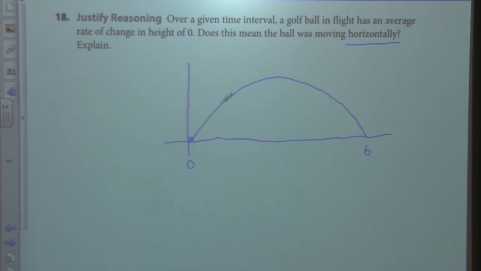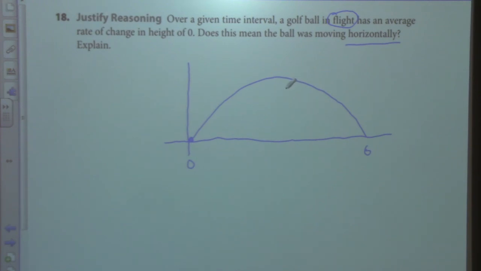Is this ball moving horizontally? But if its height change is a rate of 0, that means it doesn't get off the ground. That's exactly what it's telling you. That means it doesn't move.